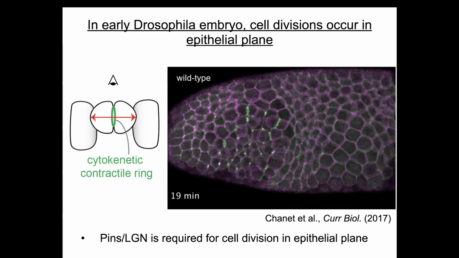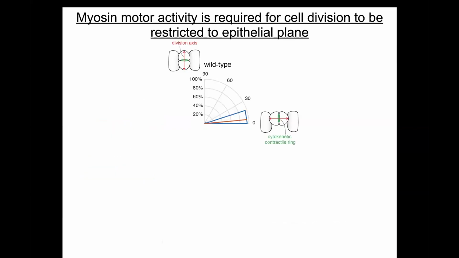So we got into this project because we discovered that myosin is actually required for this orientation. So I'm going to show you some rose plots here where a low angle means that it's dividing in plane, and a 90-degree angle means it's dividing out of plane. Okay, so this is data from a normal embryo showing you that the divisions are happening in plane for just about every cell that divides.